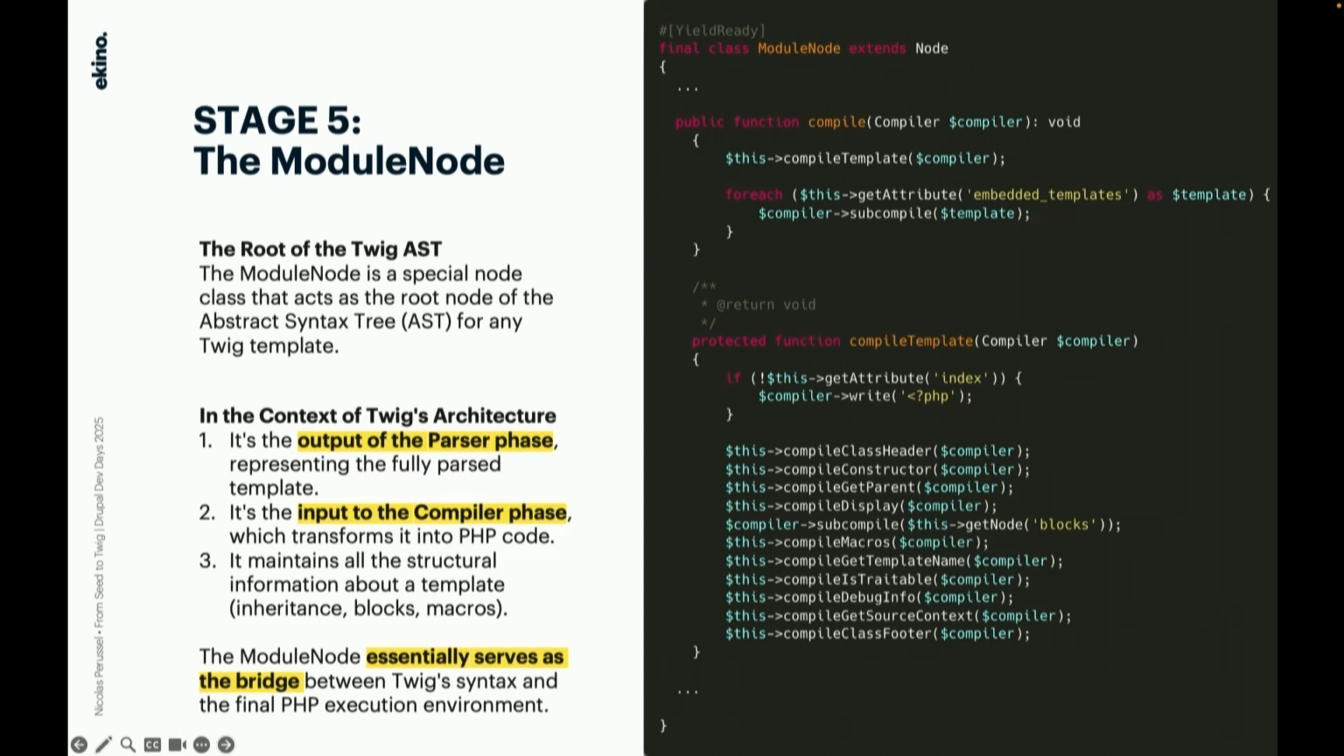And when this node is produced, a compile method is called on it, and this compile method calls compile template, and you can see that methods are chaining to produce the PHP file. Okay? Under the hood, everything is like that.